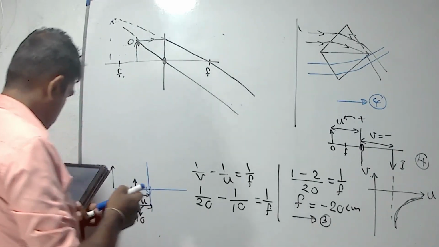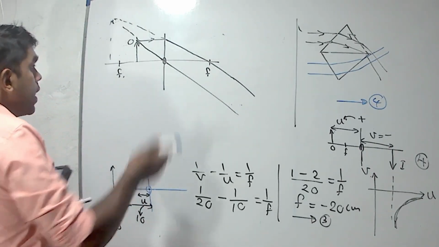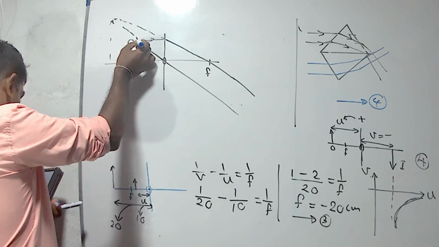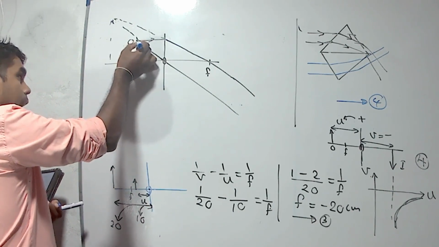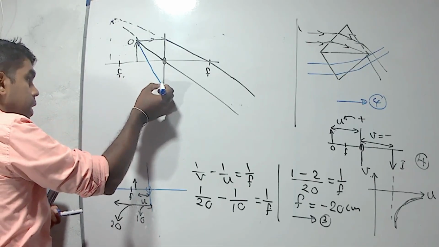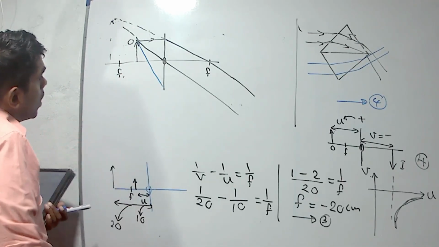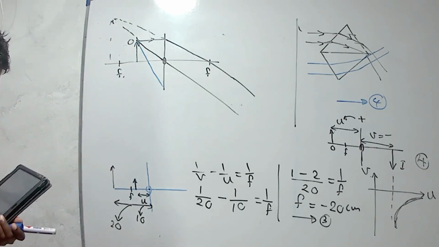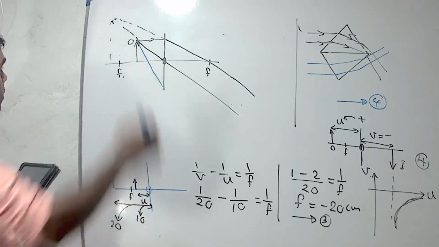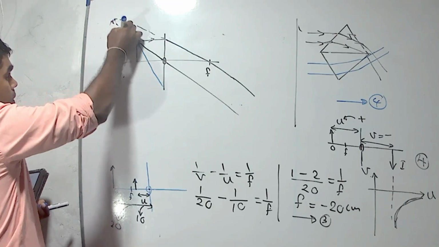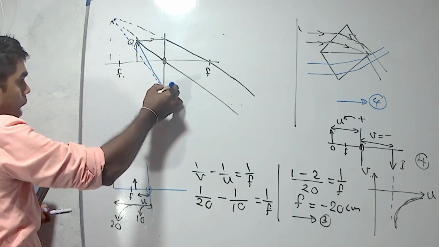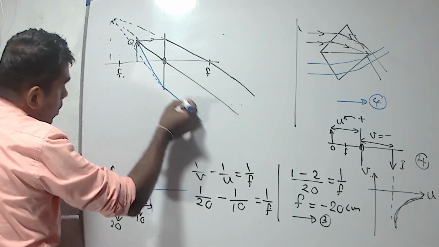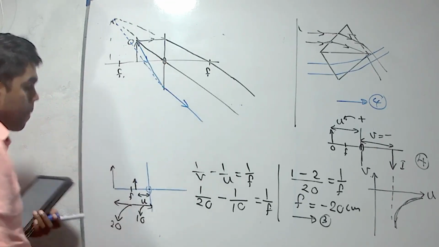Then I will consider the drawn ray in the diagram. It is like this. It also passes through this point. It should be like this after refraction.